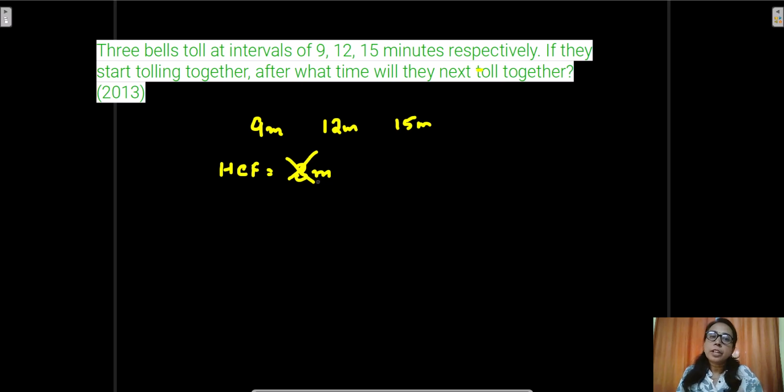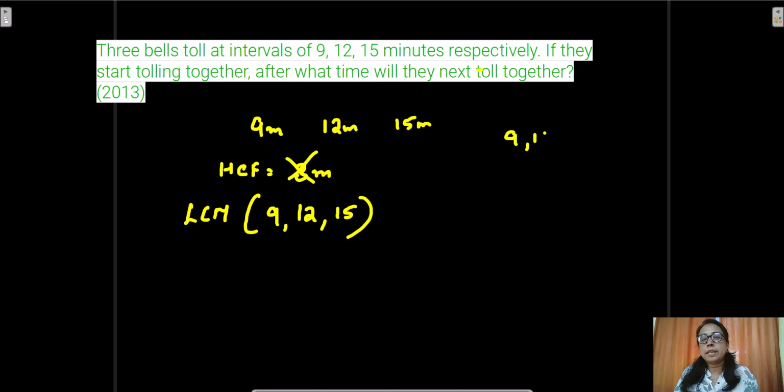The time will not be reducing. Just understand the logical thinking. The time will not be reducing, it will be increasing anyhow. So what do you want to take? Minimum. Minimum means LCM, the least common multiple you want to find out. So find the LCM of 9, 12 and 15. Now we see what is the LCM of 9, 12 and 15.